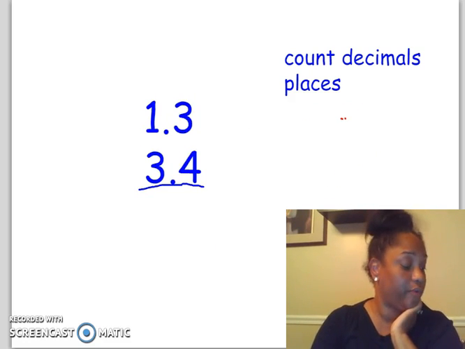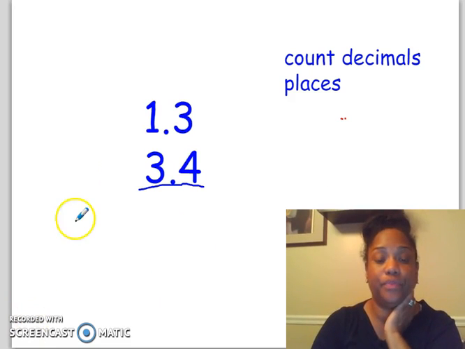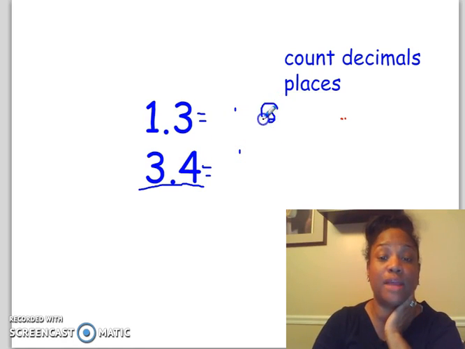Okay, so right now I'm doing number 8. Okay, here we go. The first thing to do is evaluate each number. So how many place values does this have? This has 1 place value. This has 1 place value. So 1 plus 1 is 2. I'm going to circle that number and I'm going to use that later.